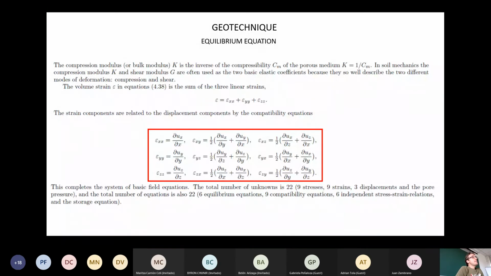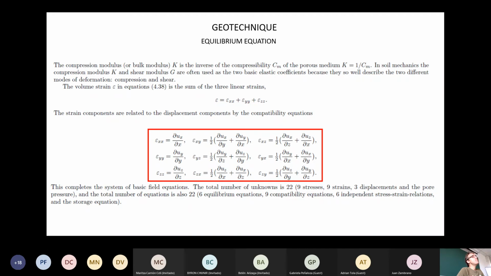And as I said before, K is the inverse of the compressibility of the porous media. So K is like 1 over Cm. So now you know the relationship between geotechnics and structural engineering, because the soil at the end is a material like the concrete, like the steel. We have only to change the properties, but we can consider the same. But remember that we have the fluid inside. So the Terzaghi principle has to be introduced.